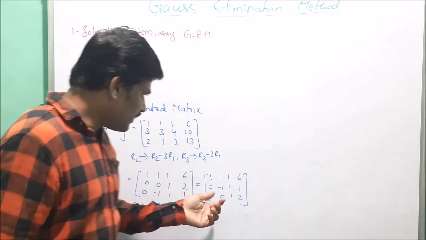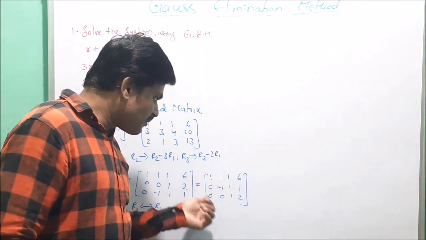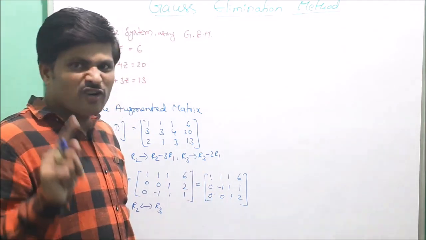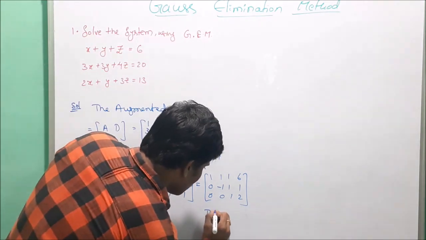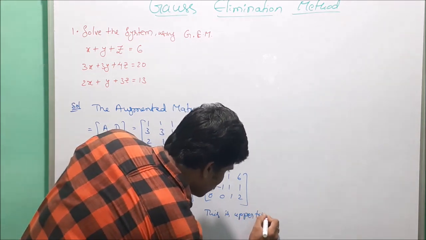So here we observe the principal diagonal elements. Below the principal diagonal all elements are zeros. This type of matrix is called an upper triangular matrix. So this is an upper triangular matrix.